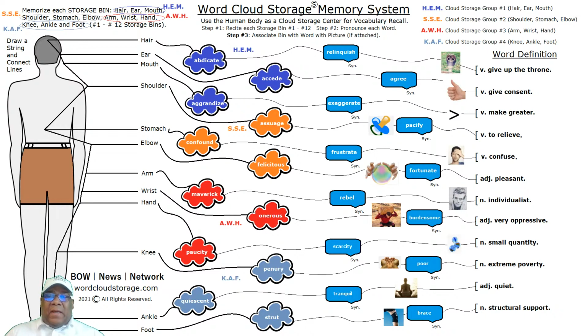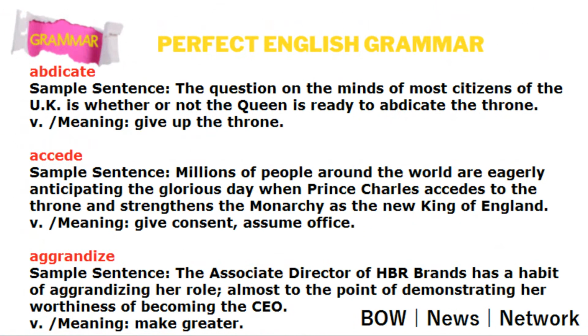So we have abdicate, which is relinquish. Let's see how it's actually used in a sentence. Abdicate, synonym relinquish, and we see there the image of a king cobra, and you'll see why we use that as a picture to word association. Sample sentence: the question on the minds of most citizens of the UK is whether or not the Queen is ready to abdicate the throne.